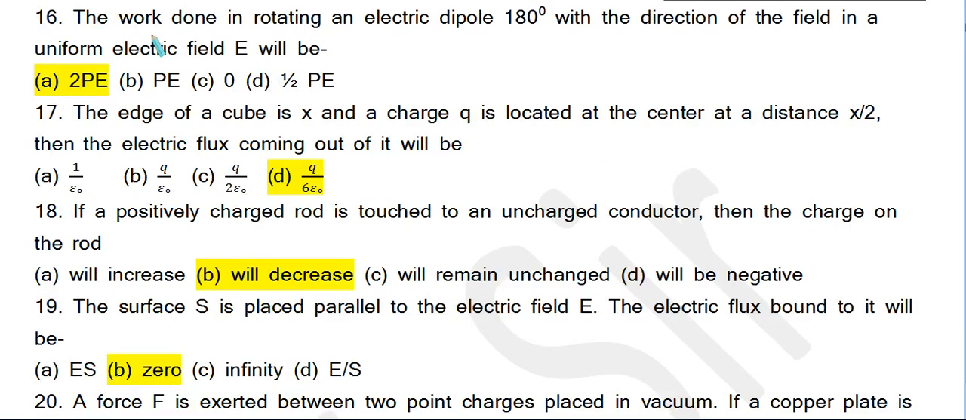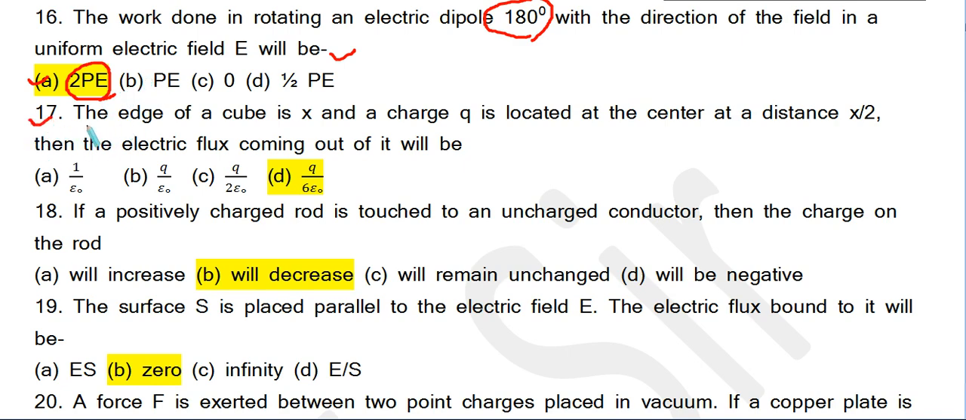Now question number 16. The work done in rotating an electric dipole 180 degrees with the direction of the field in a uniform electric field E will be 2PE, where P is the electric dipole moment and E is the electric field intensity. When it is rotated by 180 degrees, its work done becomes 2PE.